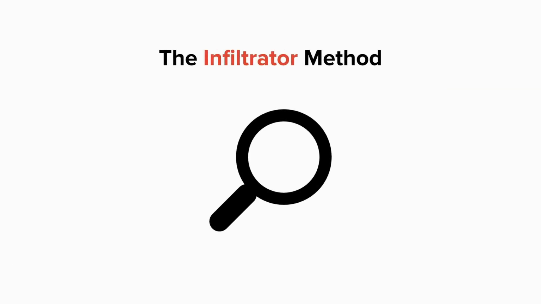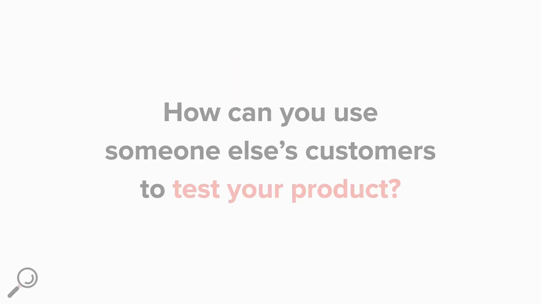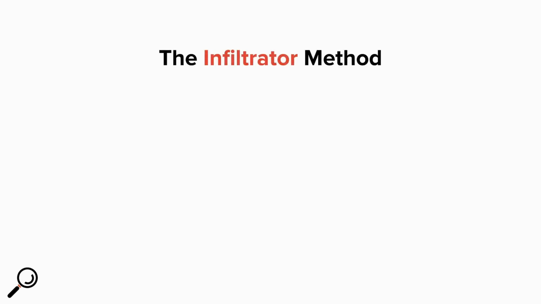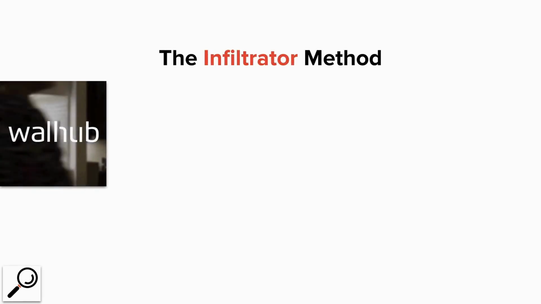Next, there's the Infiltrator method. The Infiltrator is designed for when you have a good idea for a product or service or solution, but you don't have access to a specific cohort of customers. The question then becomes, how can you use someone else's customers to test your product? There was a company called WallHub. They were a design studio that came up with this product that you could stick on your wall and store your keys in envelopes. And they went to IKEA and they said, hey IKEA, I've got this product, would you like one? IKEA clearly didn't take the call because they get thousands of calls a day.